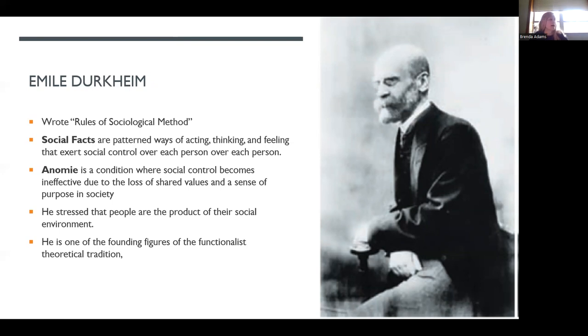So he felt like things kind of went off the rails when people don't respect what's going on, and they don't have shared values anymore. That everybody starts almost thinking on their own, that we're not all thinking the same. He felt that the sense of purpose in society was gone once that started happening. He stressed to people that people are the product of their social environment, and that he was one of the founding figures of the functionalist theoretical tradition.